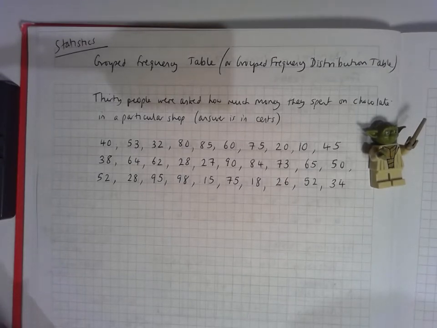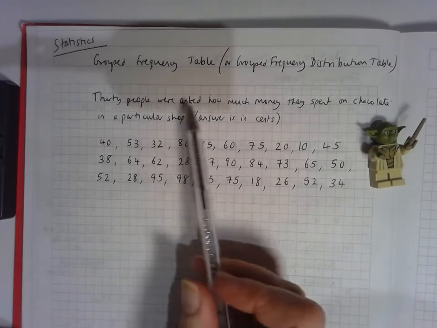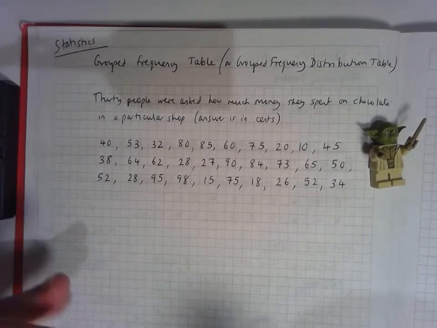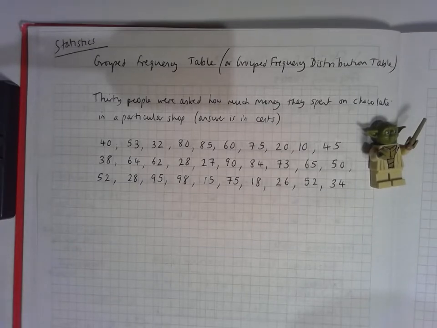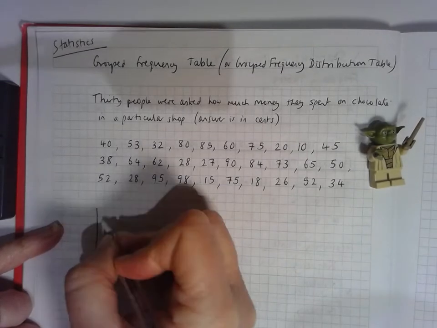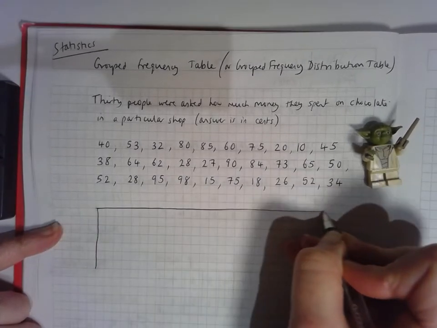In this particular set of data, 30 people were asked how much money they spent on chocolate in a particular shop. Not very believable, I know, but anyway. The answer they gave was in cents, and all of them, funnily enough, spent less than €1. We want to draw a frequency table for this, and we're going to do our table out like normal.